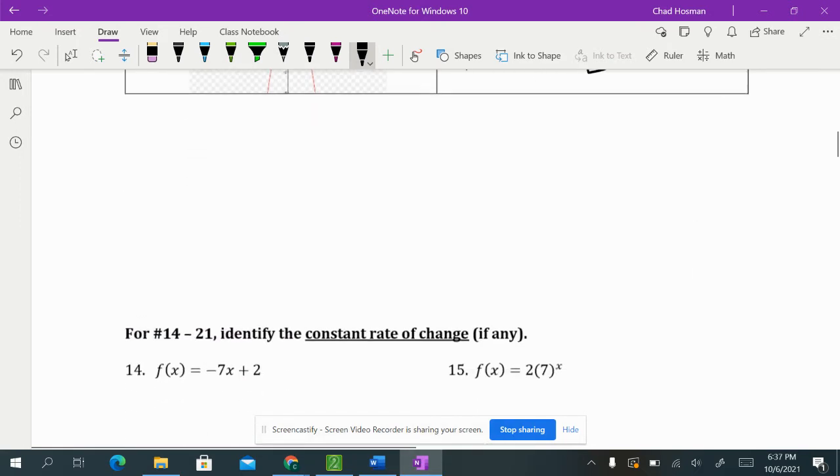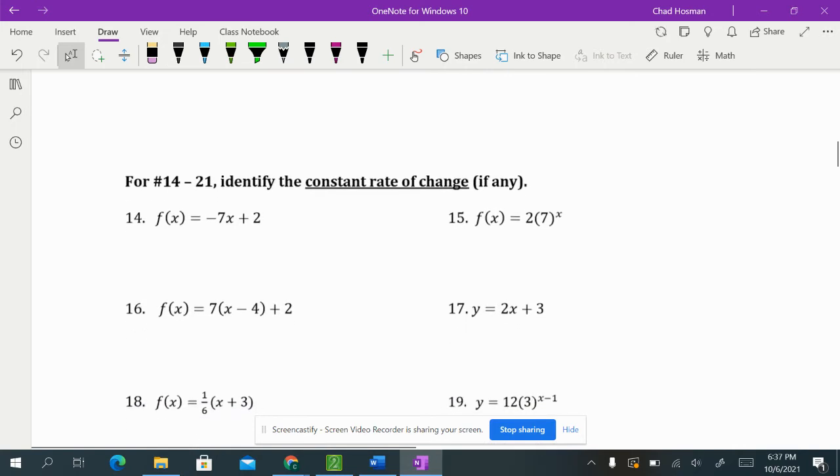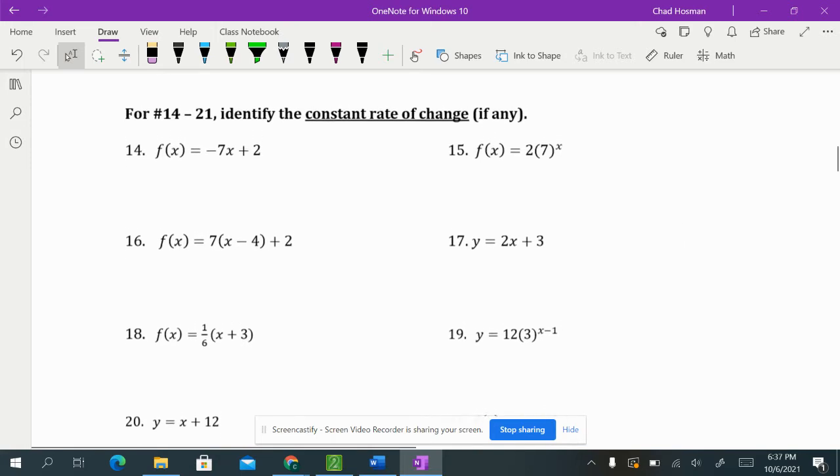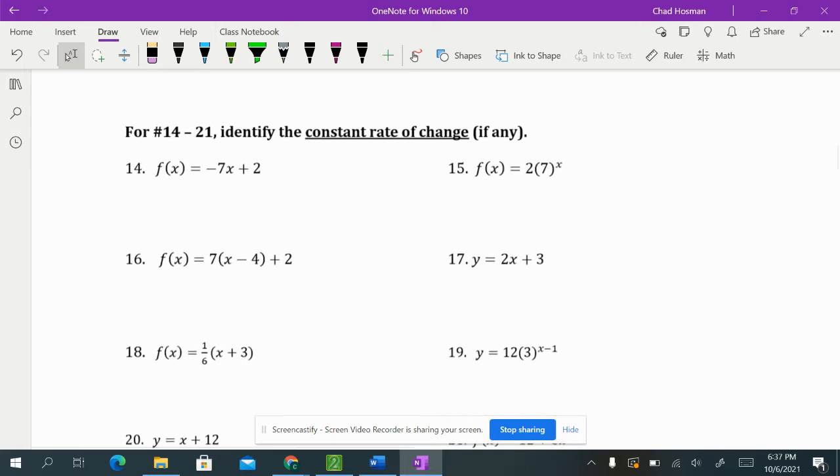All right, let's keep going. So 14 through 21, it says identify the constant rate of change, if any. So this is really asking, is there a slope? Or is there a common ratio?